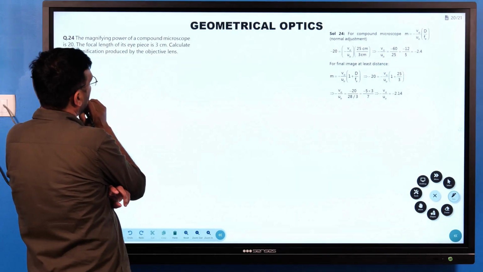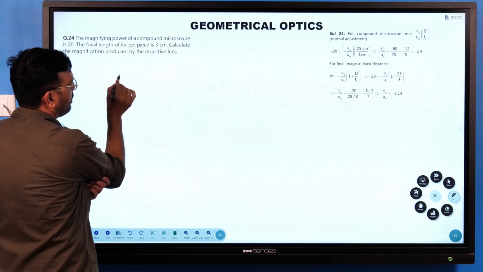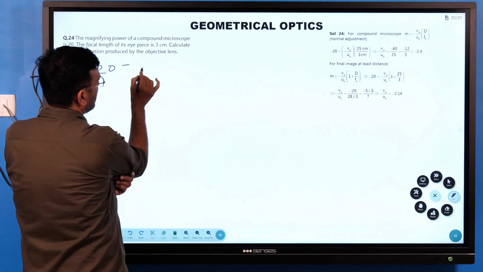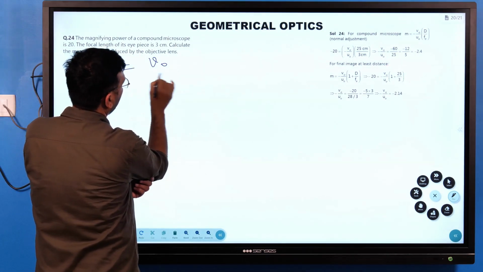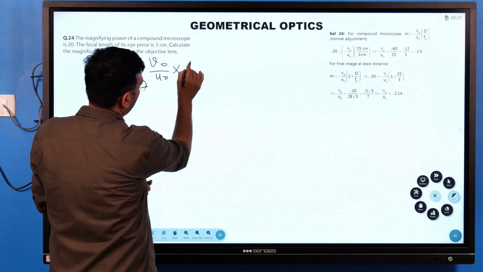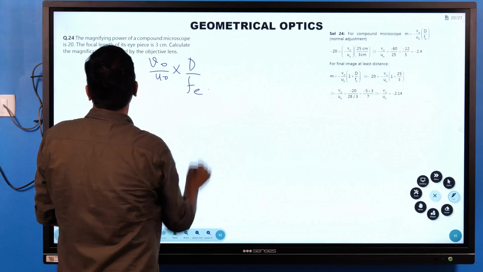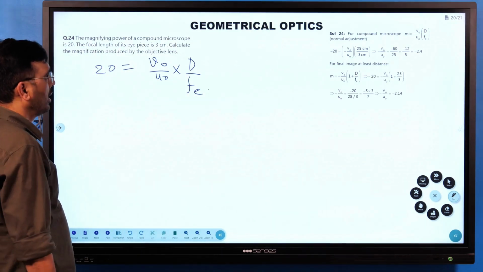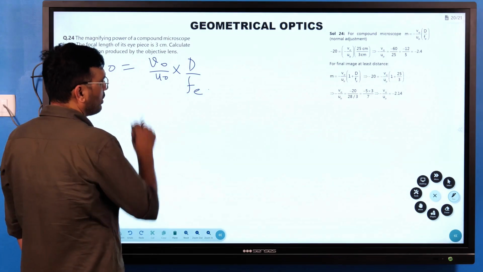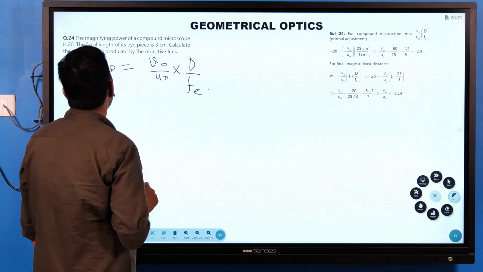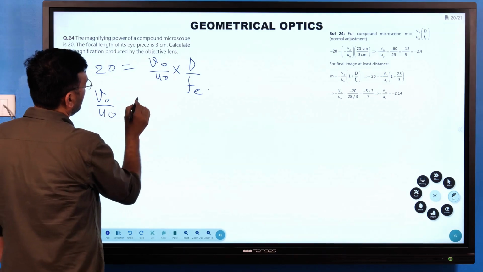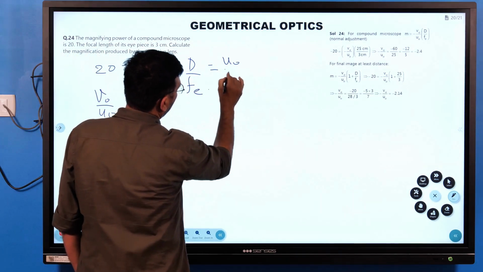See here, the magnifying power formula: 20 is equal to V naught by U naught into D by F. So V naught by U naught will become, this will become V naught by U naught.